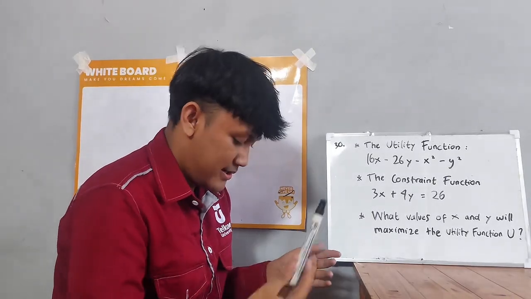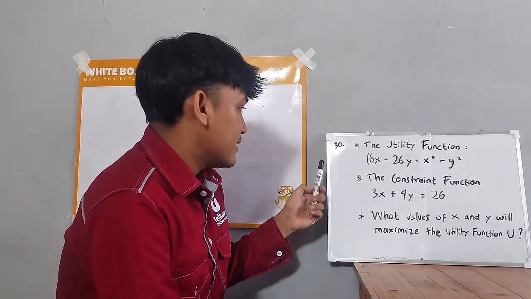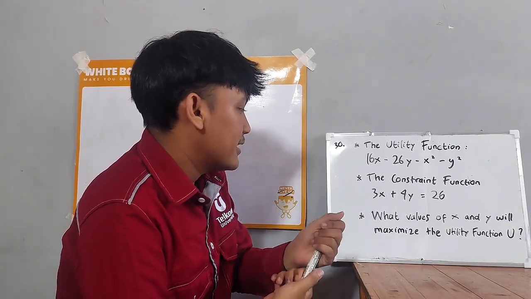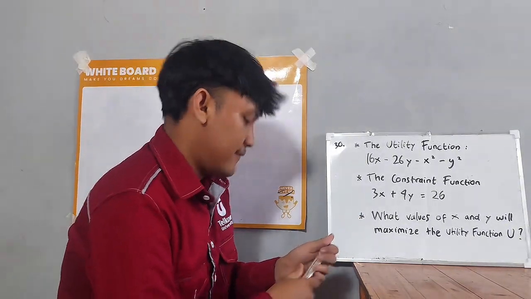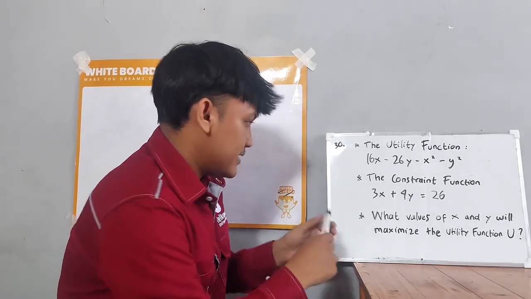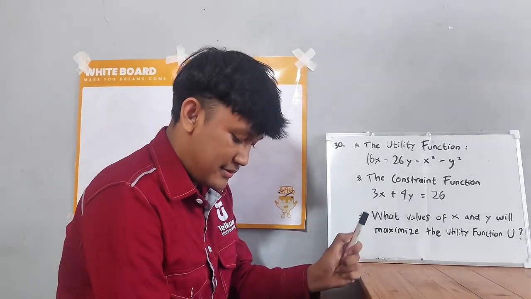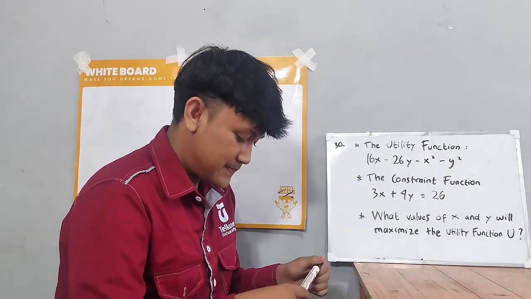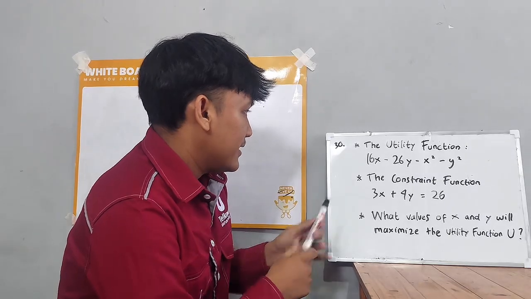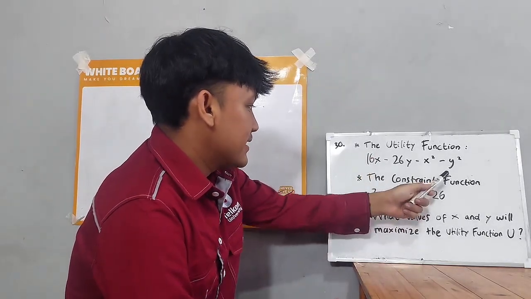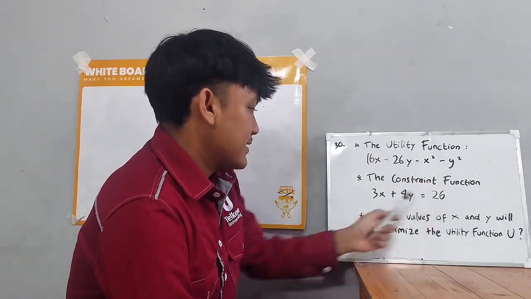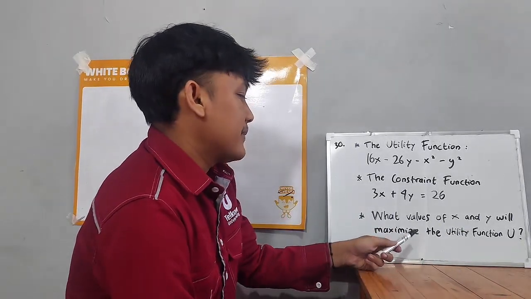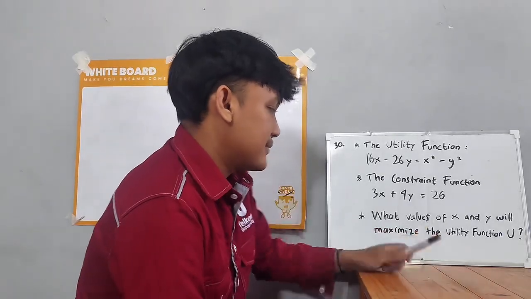Today I will explain the solution to question number 30 in the Kalangi book, page 95, which is about maximizing a utility function under a budget constraint using the Lagrange method. We are given this utility function and this constraint function. The question is, what values of x and y will maximize the utility function u?